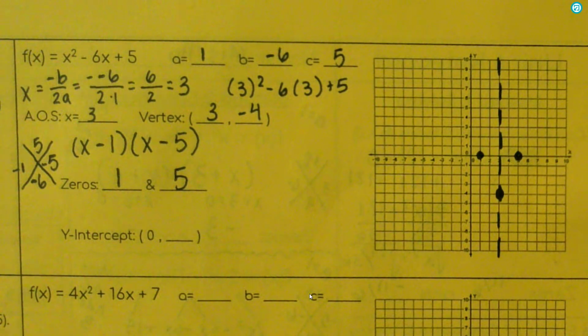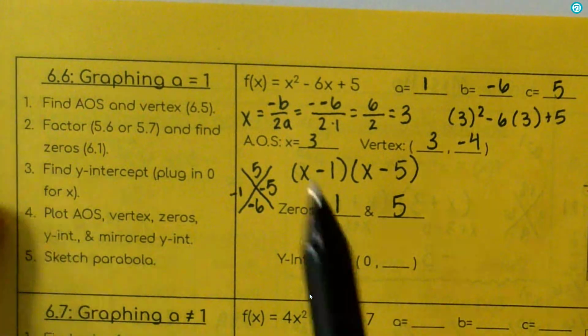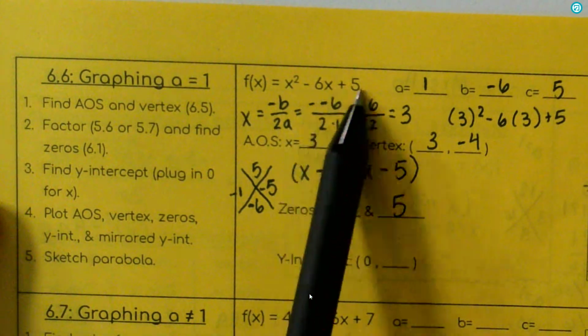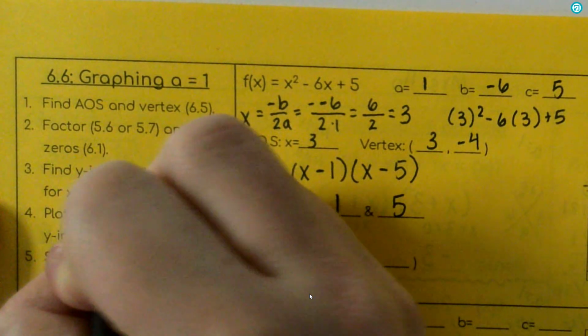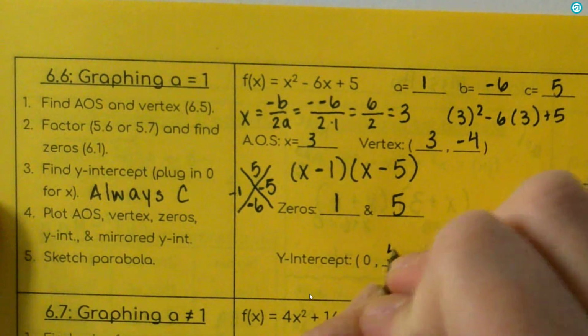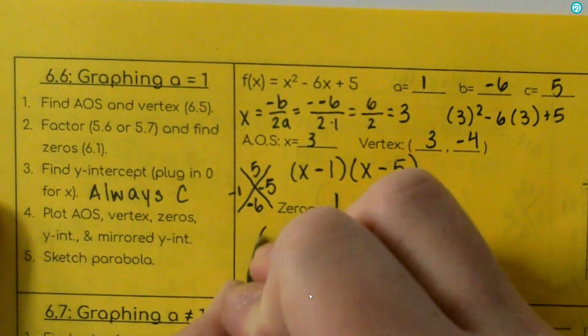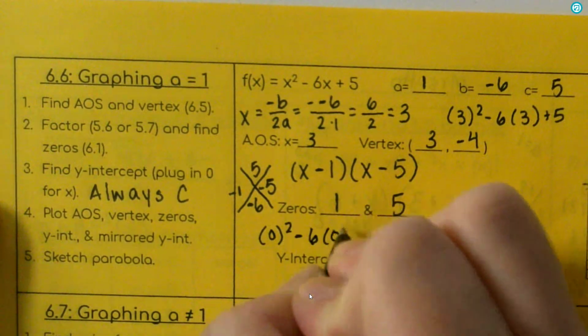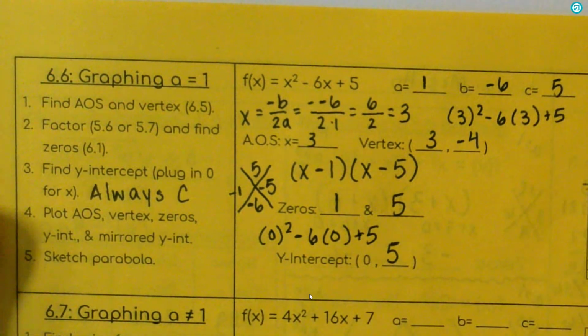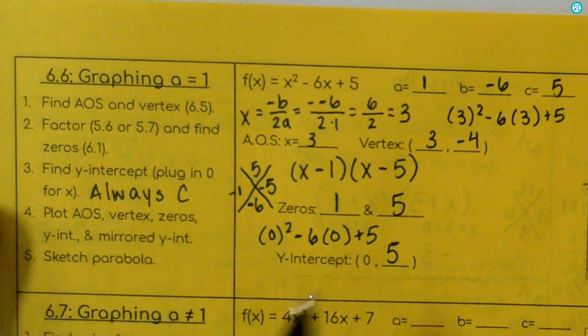And then the last thing is finding our y-intercept. So to find our y-intercept, we plug in 0 for x. Well, if we plug in 0 for x, it's just going to be 0 squared minus 6 times 0, so it's just going to be 0, 0. Your y-intercept on these 6.6 problems is always just going to be c. So we know that it's always just going to be our c value, which is 5. If you would like to write in, plugging in 0 for x, so you know how we got that, you can. I would either write this down so you can do it in the future, or write this down so that you know it's always just c.